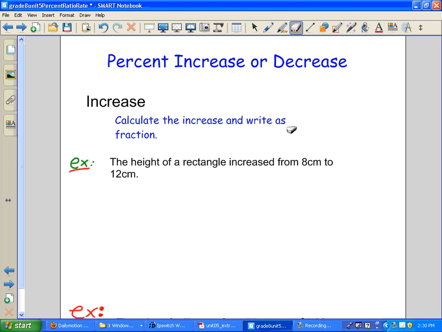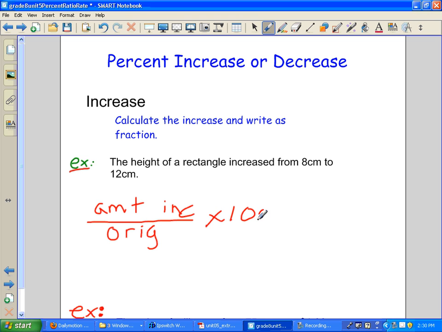Calculate the increase and write it as a fraction. So remember this formula. This is the one to remember. You will take the amount increased or decreased, and you will divide it by the original number, and then you will times it by 100 to change it to a percent.